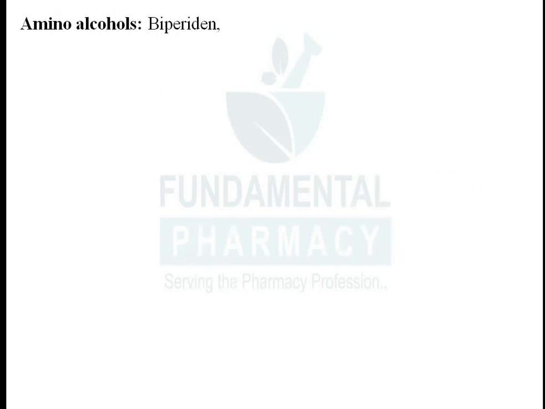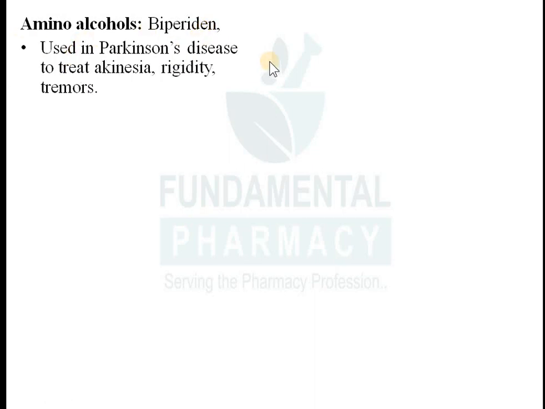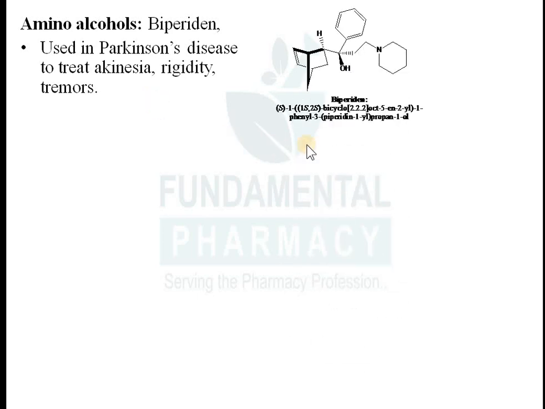तो डोंट वरी. नाउ अमाइनो अल्कोहल बायपेरिडिन. Next class is amino alcohol bipyridine. It is also used in the Parkinson disease to treat the rigidity, tremors and akinesia. Its structure is like this. So, bipyridine, bi means two, pyridine means two ring. So this is a pyridine ring. Bi means two, so yeah. So, bipyridine. ऐसा कुछ logic लग गया आपको, structure याद रखो उसका. इतना important नहीं है वो, छोड़ दो. Now next one is the procyclidine.